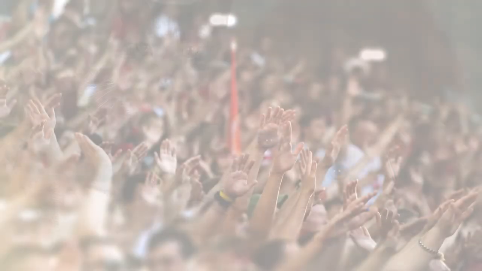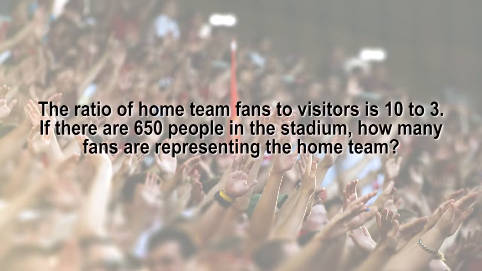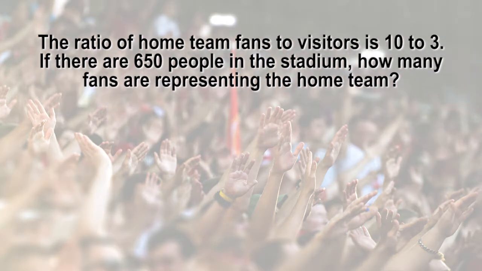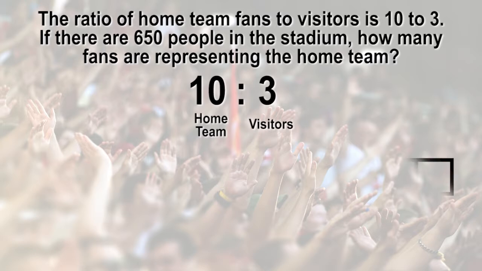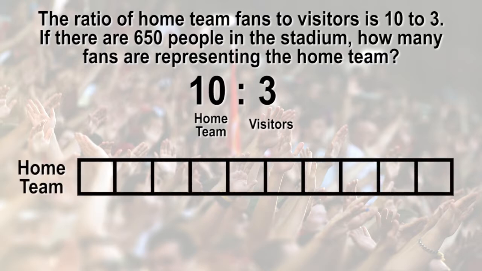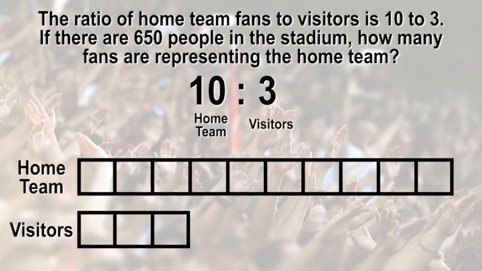Let's try one more problem. The ratio of home team fans to visitors is 10:3. If there are 650 people in the stadium, how many fans are representing the home team? So who and what is our problem about? We are comparing the home team fans to the visitors. The number of home team fans are 10 compared to the number of visiting team fans, which is 3. Let's draw 10 boxes for the home team fans and 3 for the visiting team.